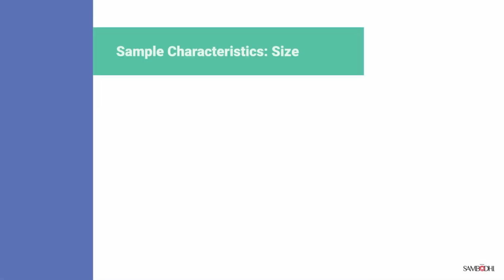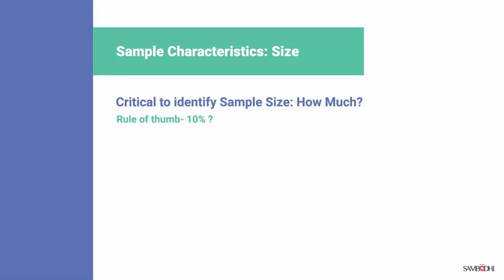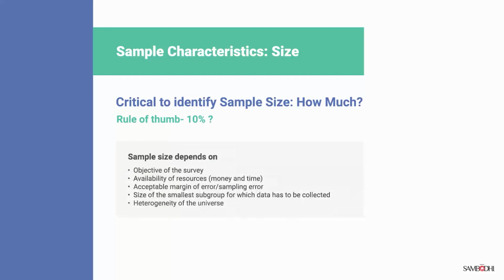The sample size of the research is not a rule of thumb. Rather, it depends upon a host of factors such as the objectives of the study, availability of resources, sampling error, size of the sampling subgroup for which data has to be collected, and heterogeneity of the universe.